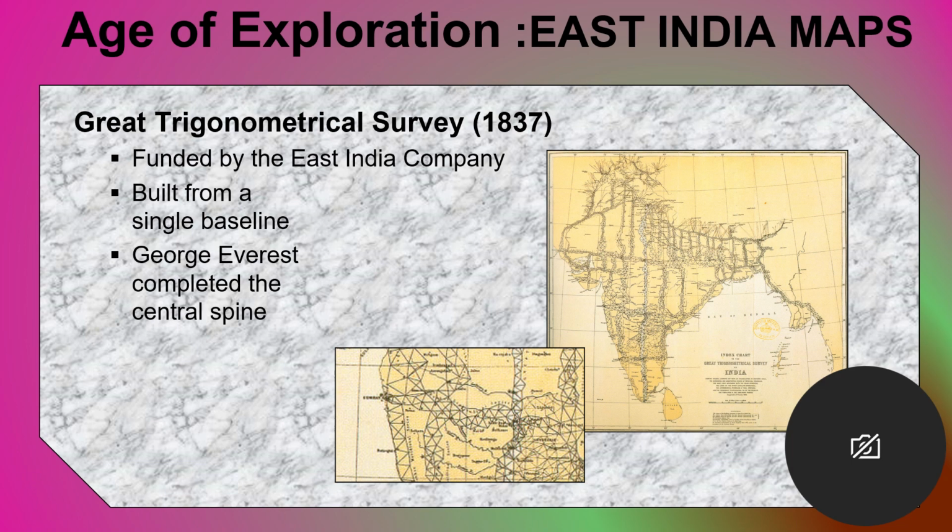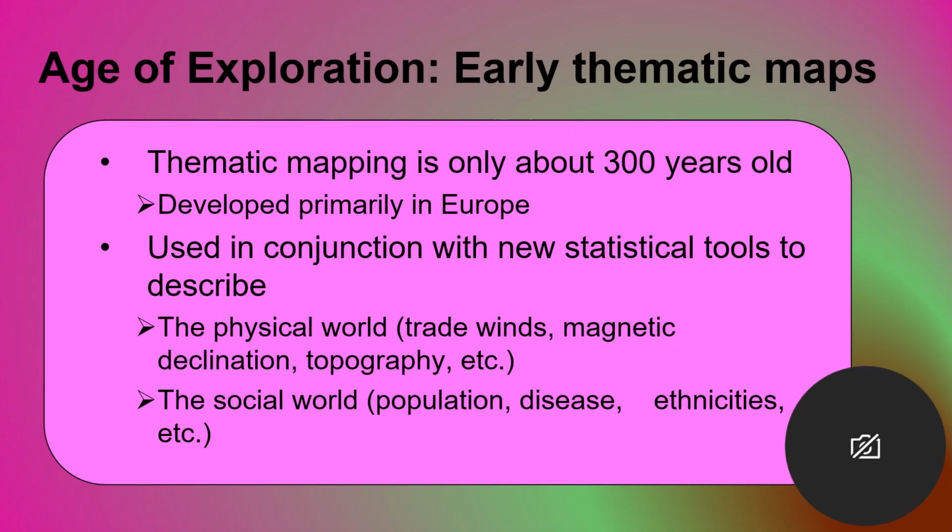Then we have, in the age of exploration, the East India maps, the Great Trigonometrical Survey in 1837, funded by the East India Company, built from a single baseline. George Everest completed the central spine. Next we have, in the age of exploration, early thematic maps.